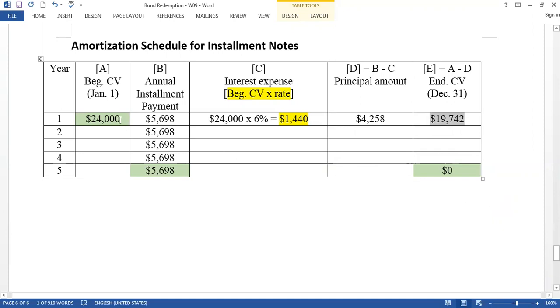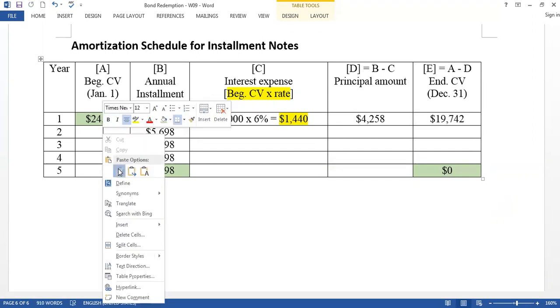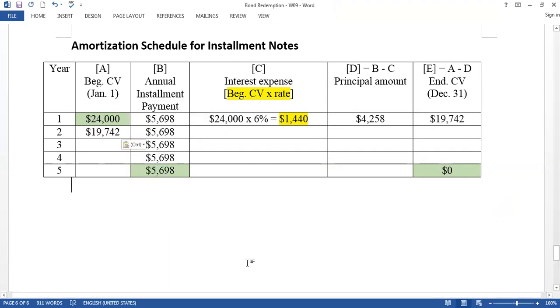Do you understand year 1? Any question from year 1? No. So try to understand year 1 ending carrying value. Year 1 ending carrying value is the year 2 beginning carrying value, right? Now we know the beginning carrying value of year 2. That means we know the beginning liability of year 2, right? In year 1, we already paid some liability. After paying some liability, we start with year 2. And in year 2, our beginning liability is now $19,742, right?